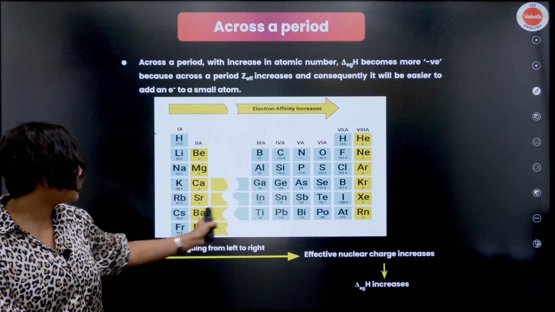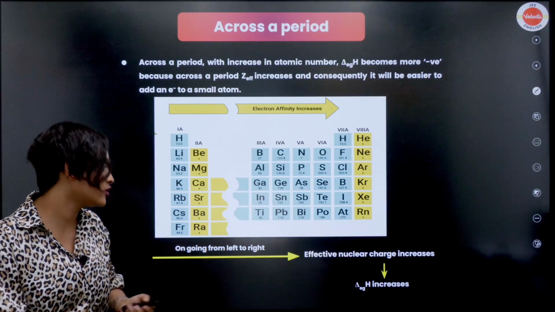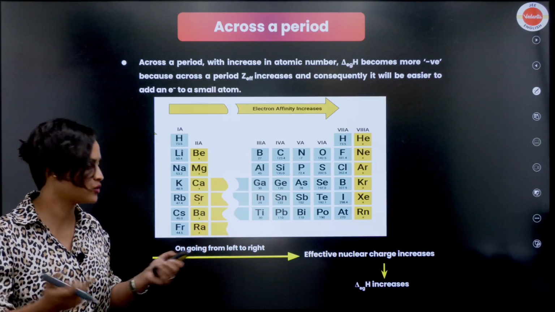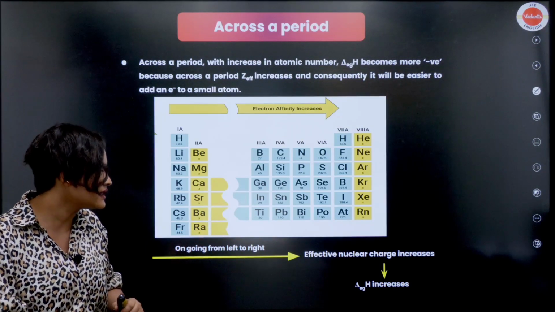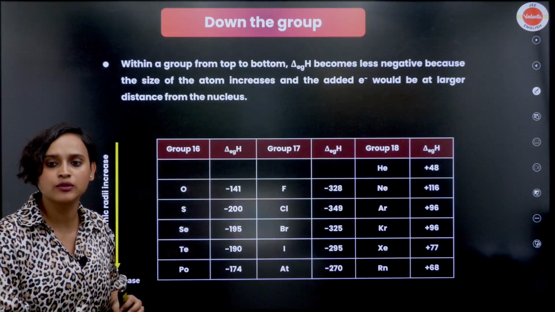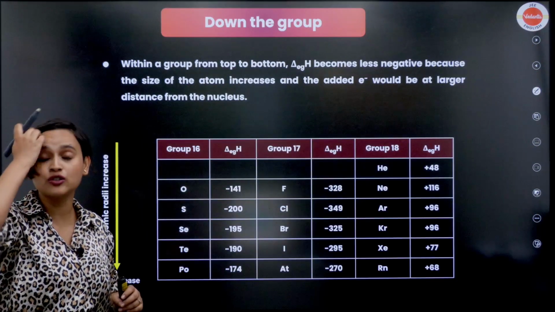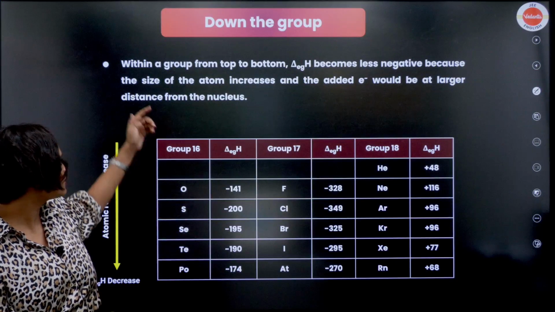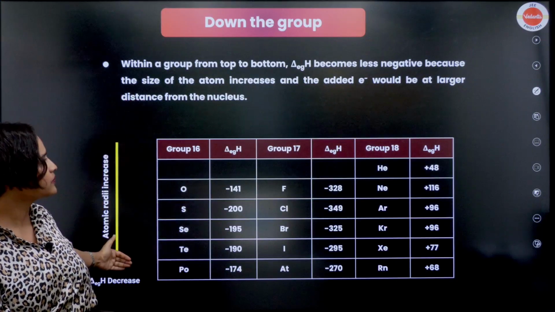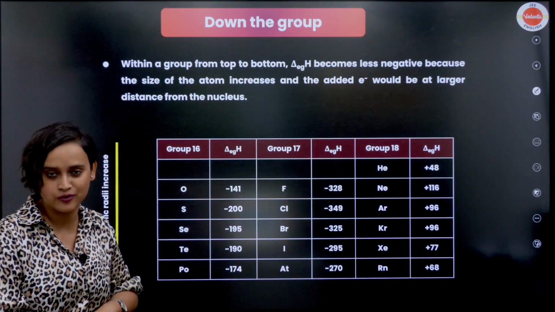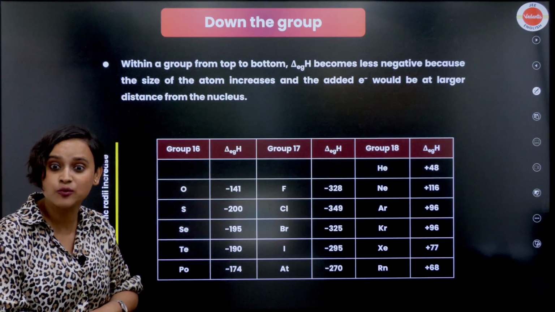Alright, and then when you go from left to right, like I just said, the effective nuclear charge increases. So electron gain enthalpy becomes more negative. But down the group, what happens, guys? Down the group, from top to bottom, it becomes less negative. Why? Less negative. Why?